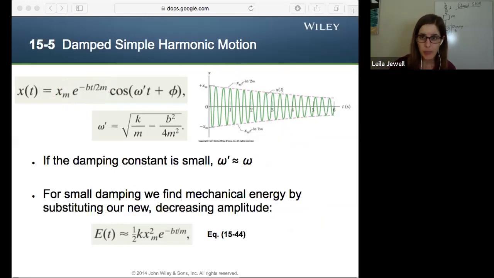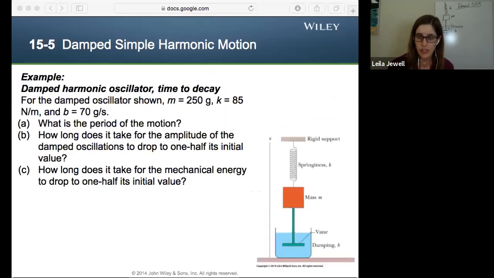So let's try an example of this, because I know it can feel a little bit abstract. A damped harmonic oscillator, time to decay. For the damped oscillator shown, mass is 250 grams, k is 85 newtons per meter, and b is 70 grams per second. A, what is the period of the motion? B, how long does it take for the amplitude of the damped oscillation to drop to 1/2 its initial value? C, how long does it take for the mechanical energy to drop to 1/2 of its initial value?